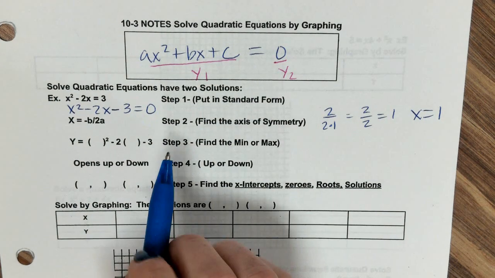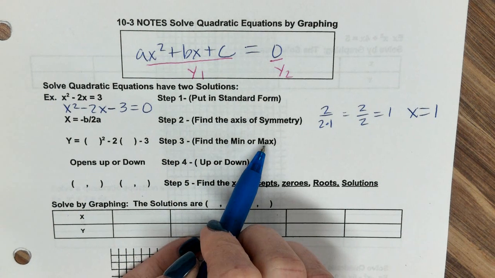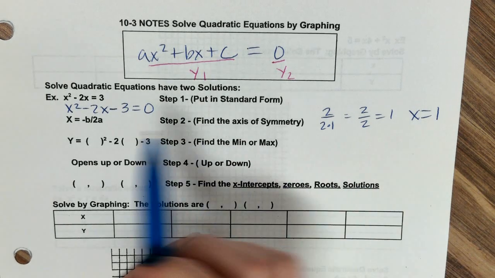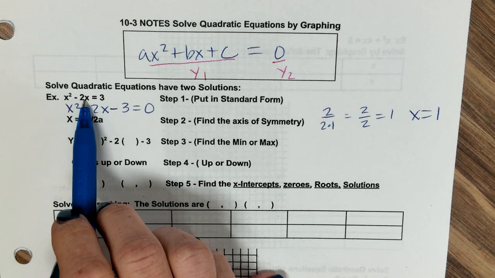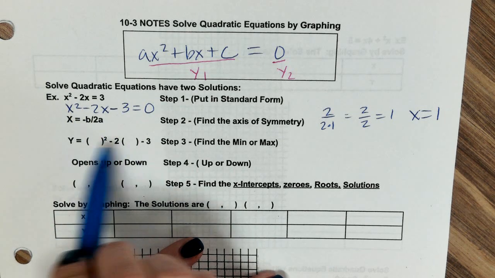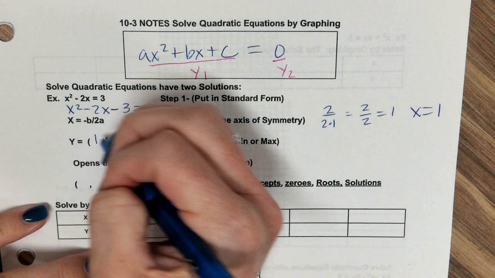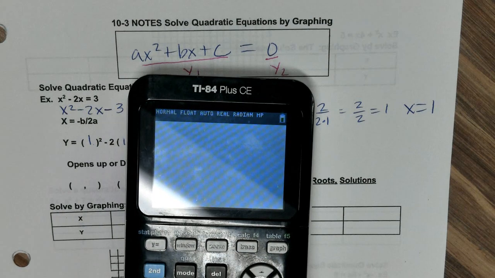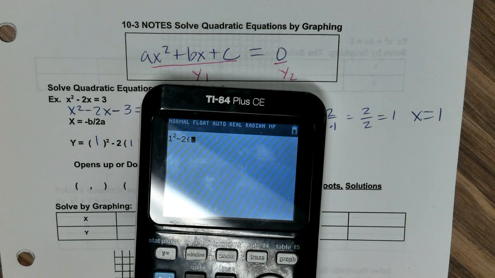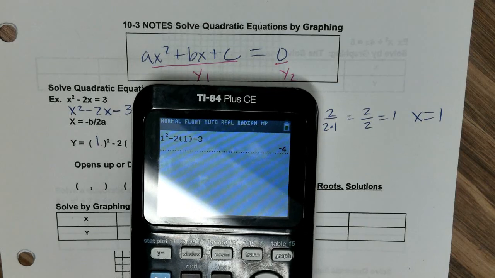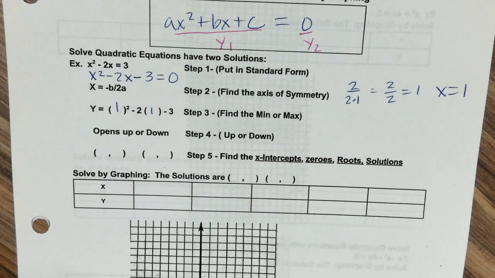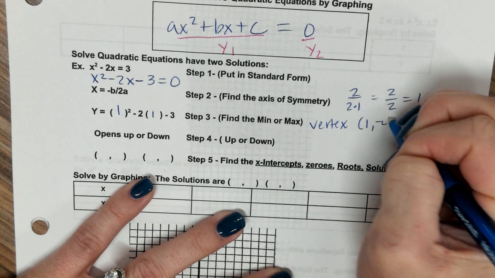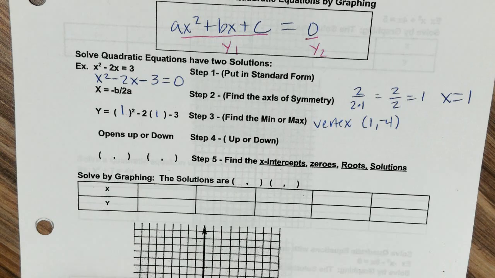And then it says find the minimum or maximum. Doesn't that mean the vertex? Yes? So I would plug 1 in for the x's. So 1 squared minus 2 times 1 minus 3. So let's go put that in our calculator. 1 squared minus 2 times 1 minus 3. What do we get? Negative 4. So the vertex is at 1, negative 4. Or we could also call it the minimum.